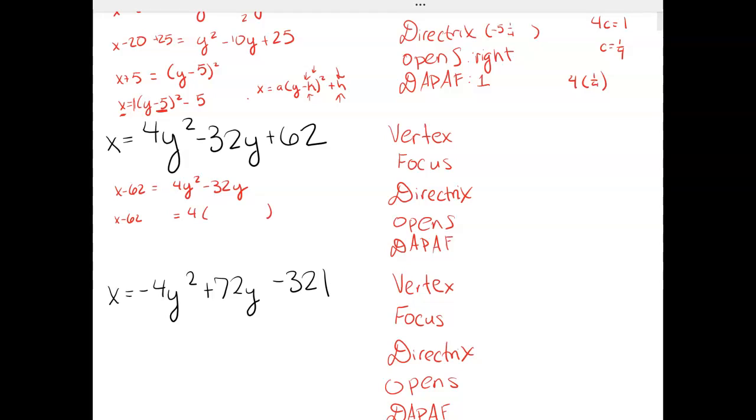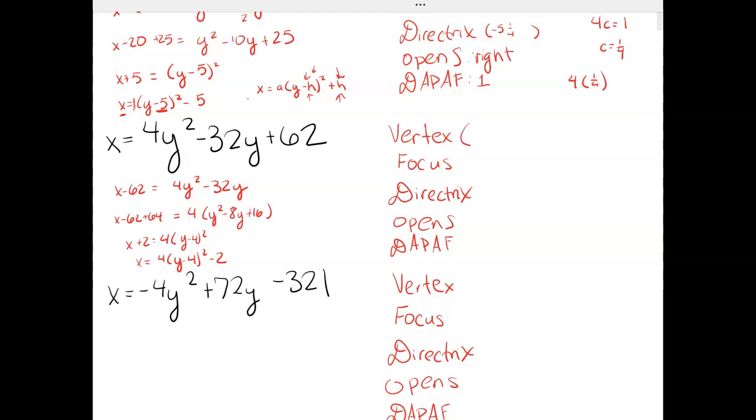4 times the quantity of now y squared minus 8y. Slicing and squaring that, I should want to add 16. But 4 times 16 gives me a heck of a lot bigger number. That should give me 64. Alright, so finally I should just get x plus 2 is equal to 4 times the quantity of y minus 4, quantity squared. So finally I should just get x is equal to 4 times the quantity of y minus 4, quantity squared minus 2.